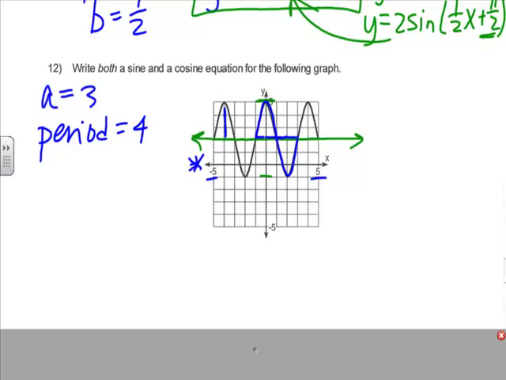So then to get my b in this case, I'm going to say that the period, as we know, is equal to 2 pi over b. So we get 4b equals 2 pi.